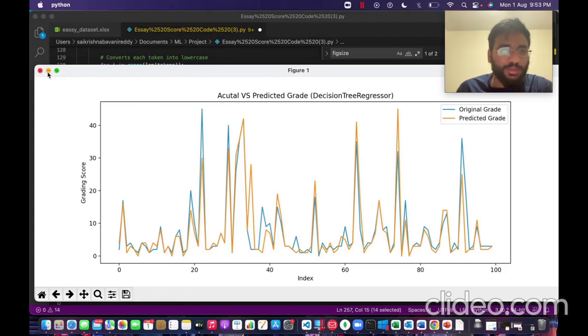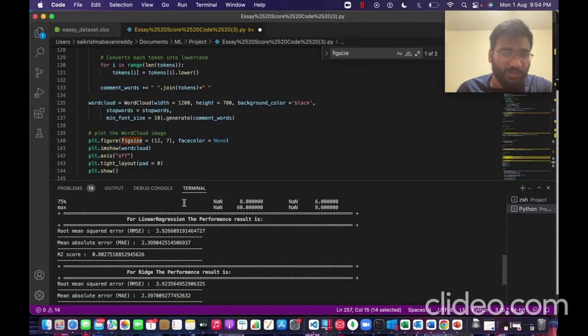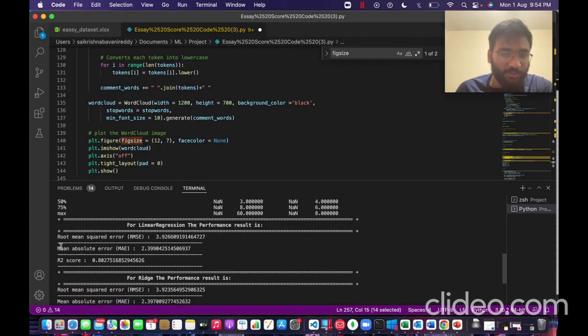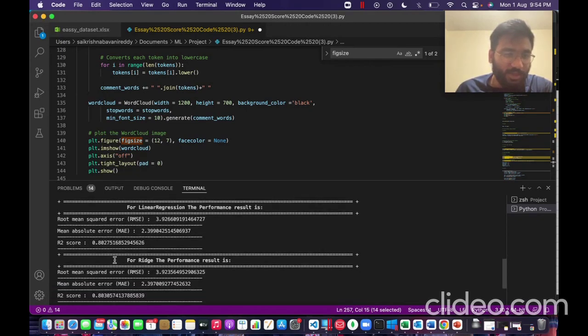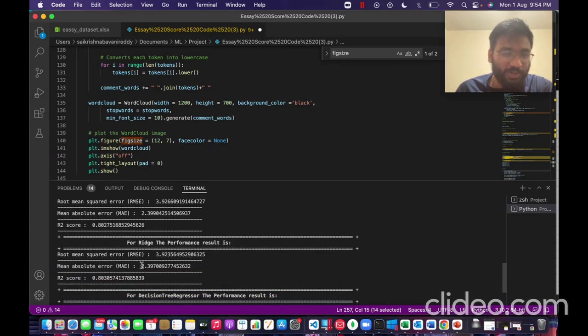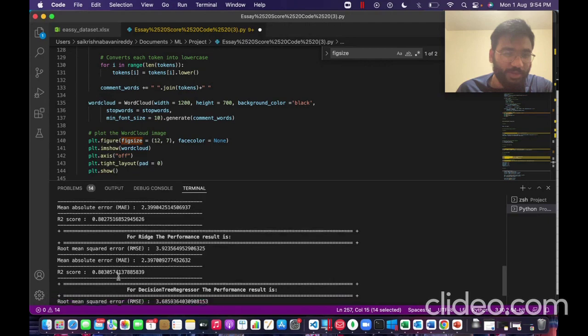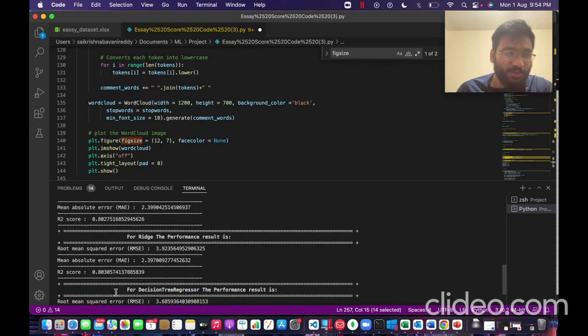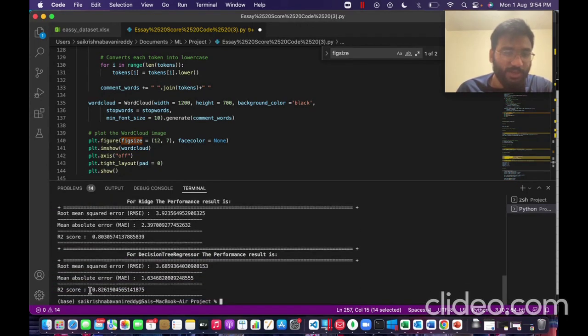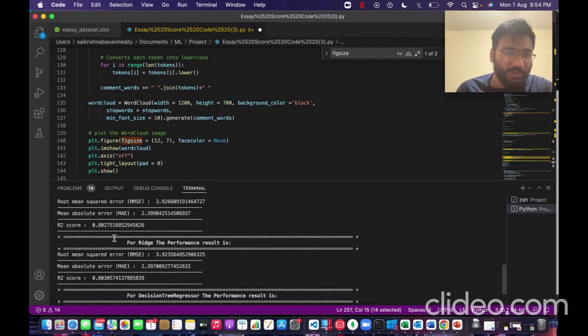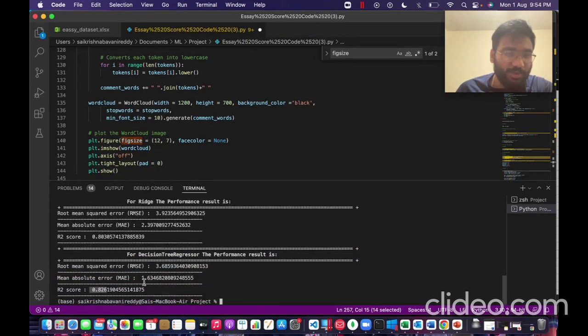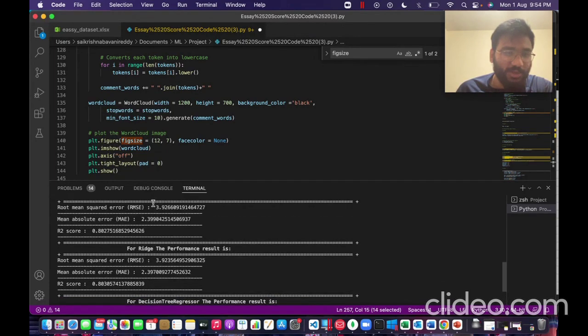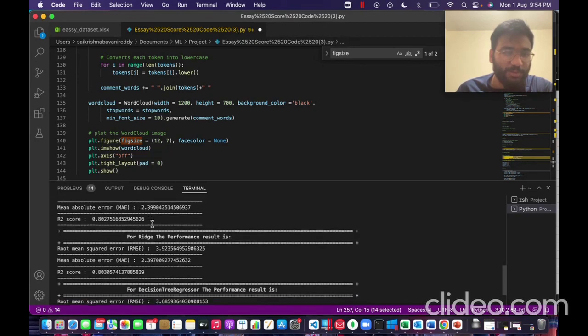When I compare all three, for the linear regression we got a root mean square error of 3.9, a mean absolute error of 2.3, and an R2 score of 0.80. For the ridge model, we got a root mean square error of 3.9, a mean absolute error of 2.3, and an R2 score of 0.80. For the decision tree, we got a root mean square error of 3.6, a mean absolute error of 1.6, and an R2 score of 0.82. So the decision tree has the highest R2 score, 0.82, whereas the others have 0.80, and its error is the minimum, 3.6 compared to 3.9 and 3.9, and the mean error is 1.6 compared to 2.3 and 2.3.